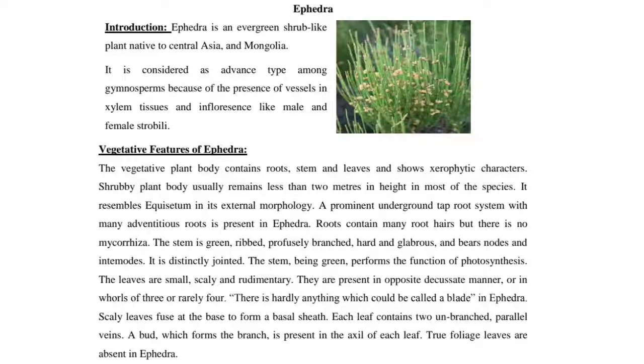There is hardly anything which could be called a blade in Ephedra. Scaly leaves fuse at the base to form a basal sheath. Each leaf contains 2 unbranched, parallel veins. A bud, which forms the branch, is present in the axil of each leaf. True foliage leaves are absent in Ephedra.